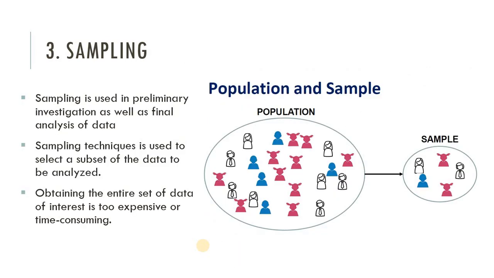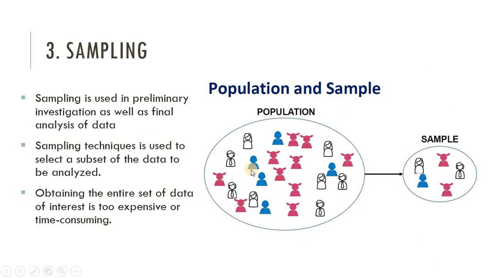Sampling is used in a preliminary investigation as well as a final analysis of data. The sampling technique is used to select a subset of data to be analyzed, because obtaining the entire set of data of interest is too expensive or time consuming. As shown in the figure, this is the population, the complete data set. For analysis, rather than taking the whole data, we just choose a sample of the data so that we can analyze that sample data.